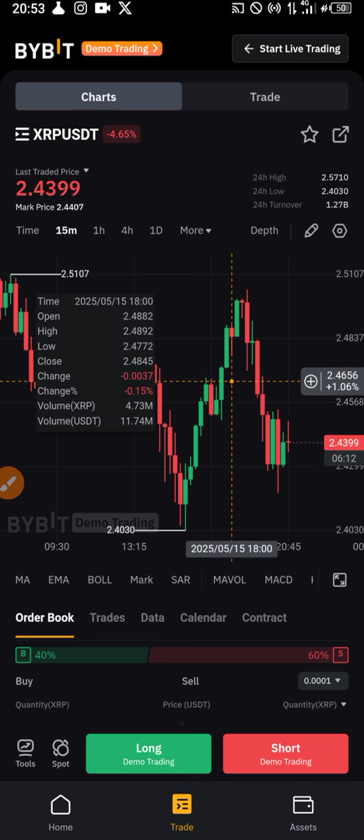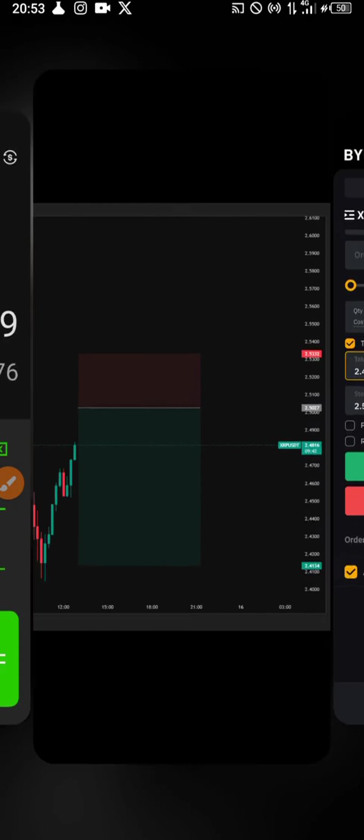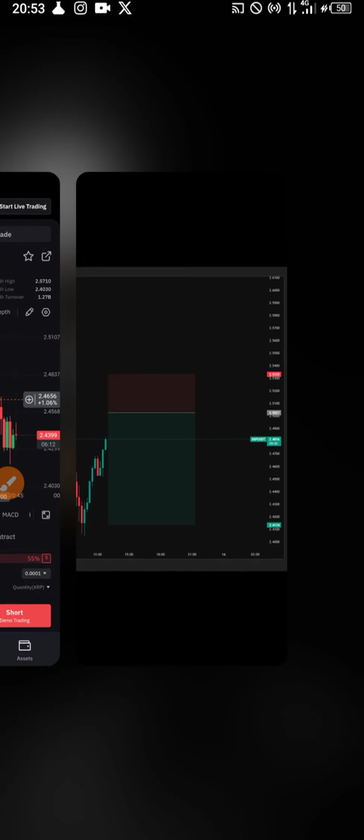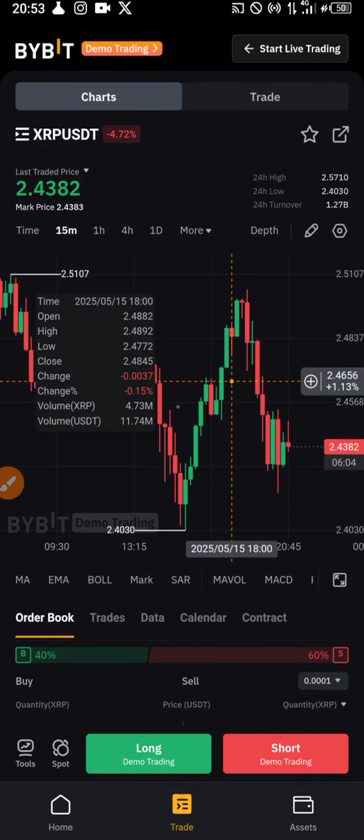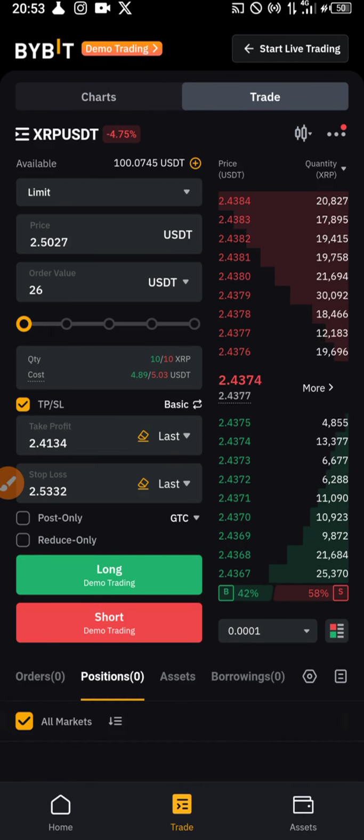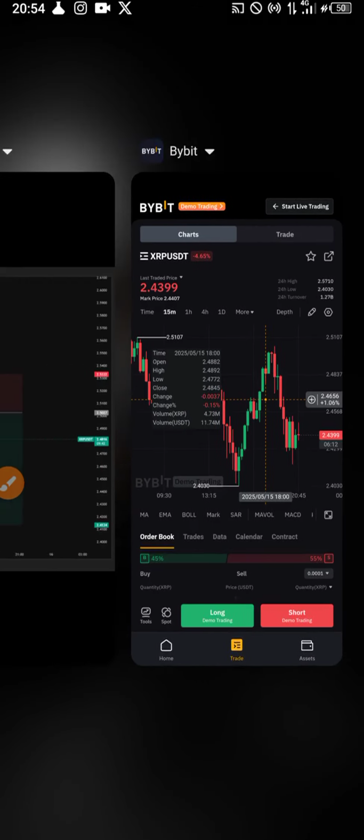Let me check the image very well. Oh, sorry, we are shorting, not longing, right? We are shorting, not longing. Remember, we are shorting, not longing. How do I know we are shorting, not long? Because you can see this is green and this is red, right? This is green, this is red.